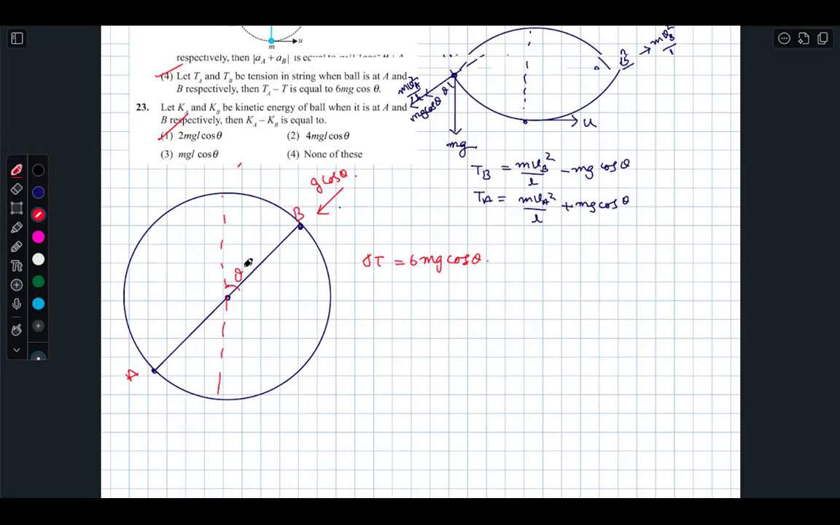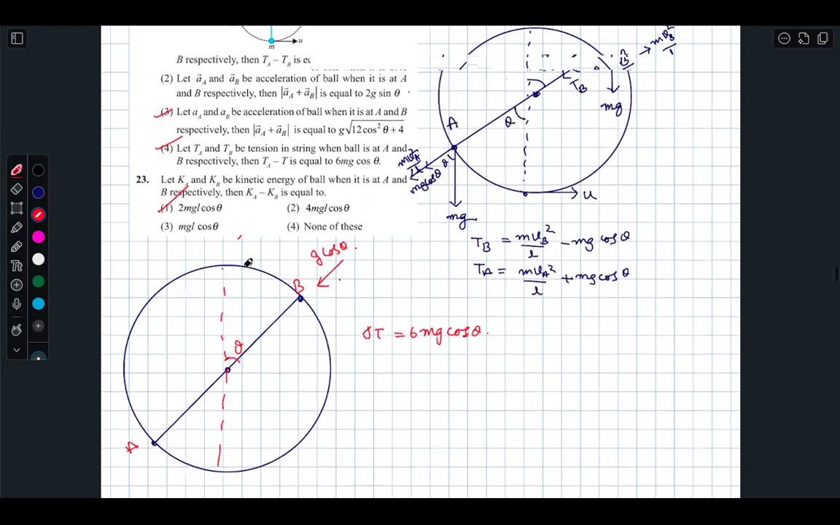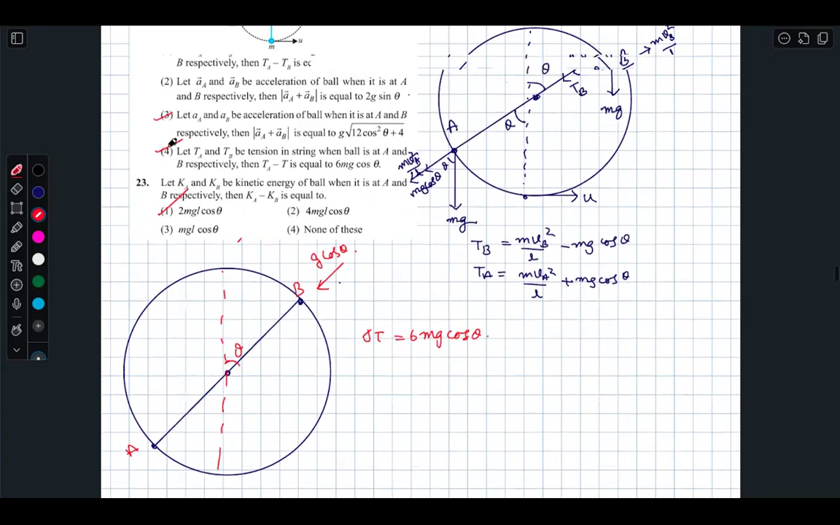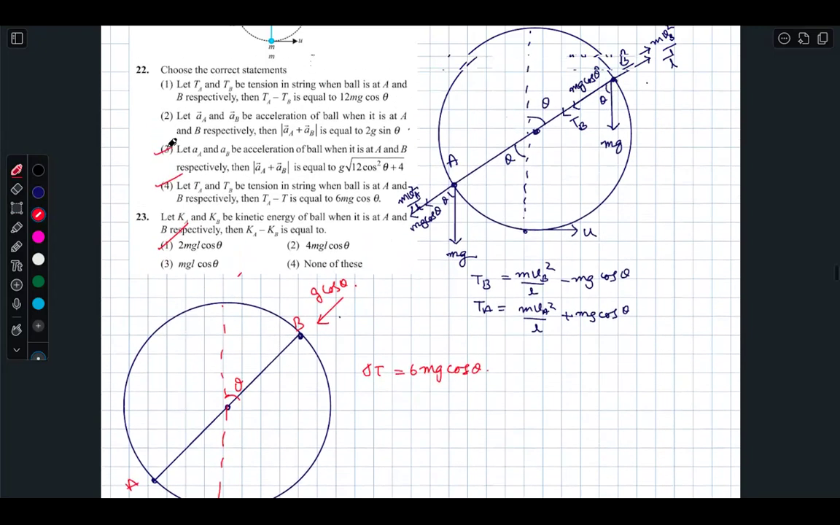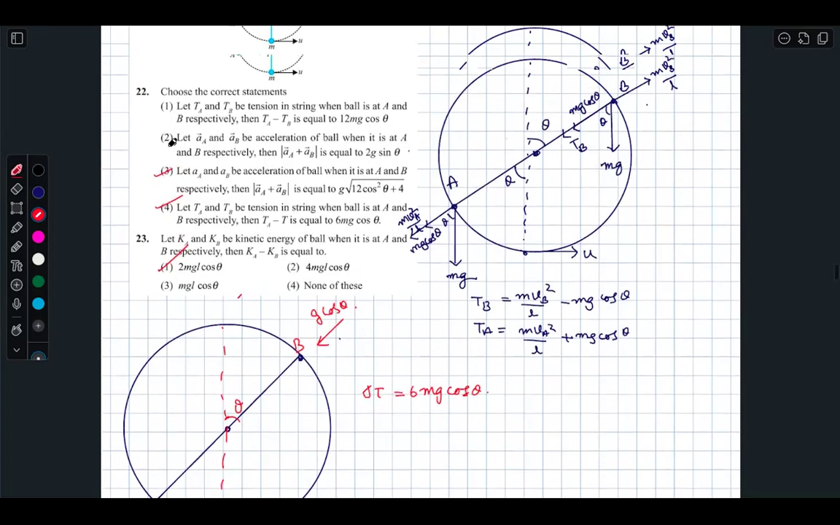What is the theta? So at least one we can answer comfortably. Question 4: let aA and aB be the accelerations of the ball when it is at A and B respectively. Then they want the modulus value of those accelerations. What is the problem there? It will have two different accelerations.